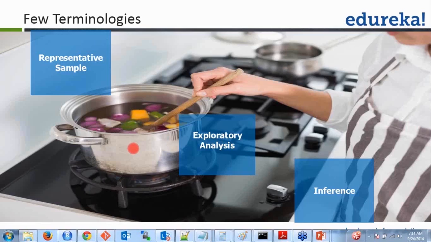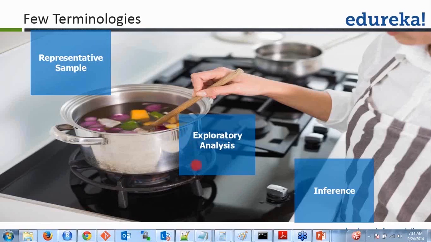So most of the time you will be taking a sample. You will not be interested in consuming the entire data, but you will be taking a small sample. That is what is referred to as a representative sample. After you take the sample, you will check the relationships between data, whether the data is in proper shape, whether there is noise in this data, and so on. This process is referred to as exploratory analysis.